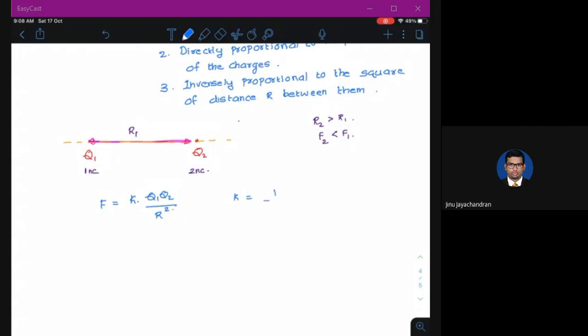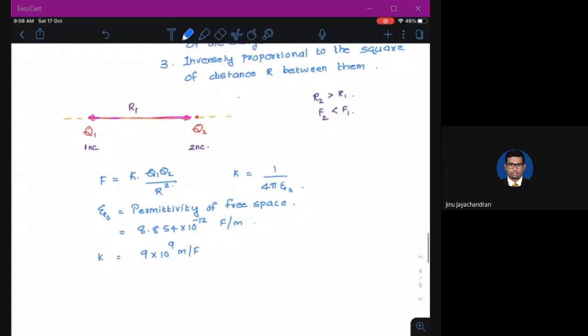Okay. This proportionality constant K can be written as 1 by 4 pi epsilon 0, where epsilon 0 is the permittivity of free space. The value is 8.854 into 10 raised to minus 12 farad per meter. Or I can write K as the value 9 into 10 raised to 9 meter per farad.